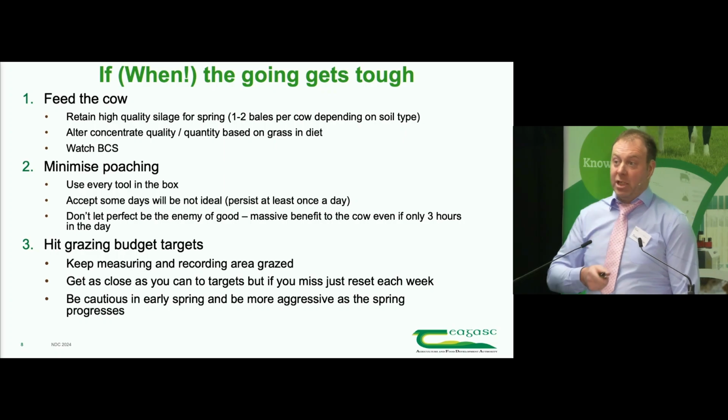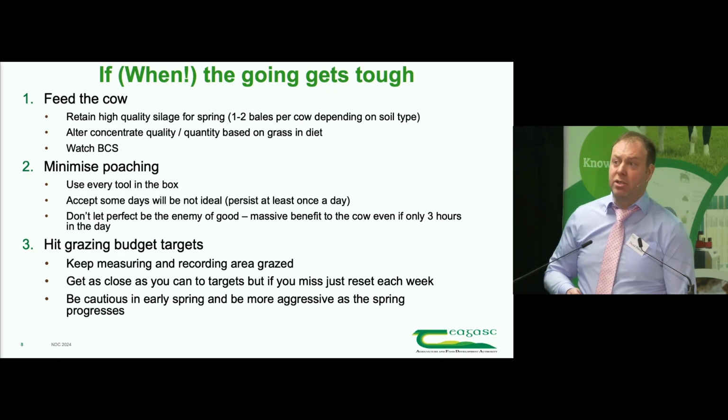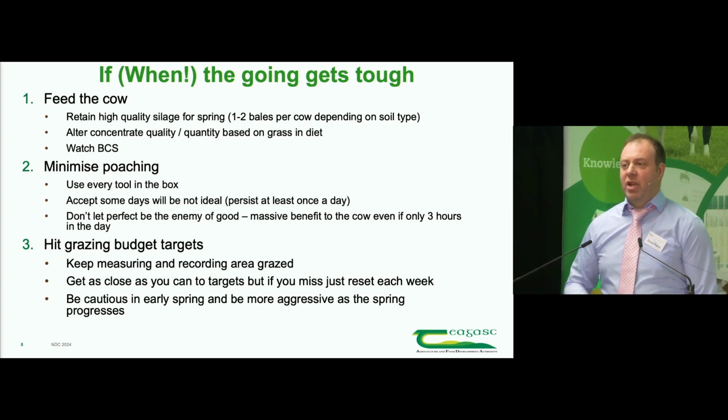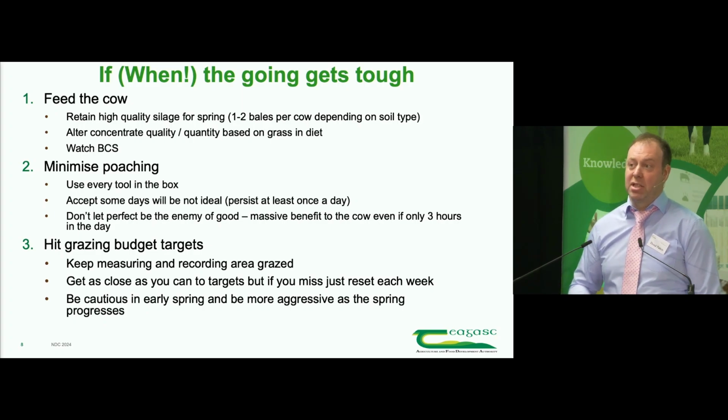And then the last point, I suppose, is hitting your budget targets. It was understandable, I suppose, that people maybe lost the will to measure and so on in the spring gone past. But keep measuring, keep recording your area grazed, it lets you know where you sit. If you're missing the targets, you just have to reset, go back to square one, and say, well, how am I going to get out of it for the next couple of weeks? And that's basically what we had to do.